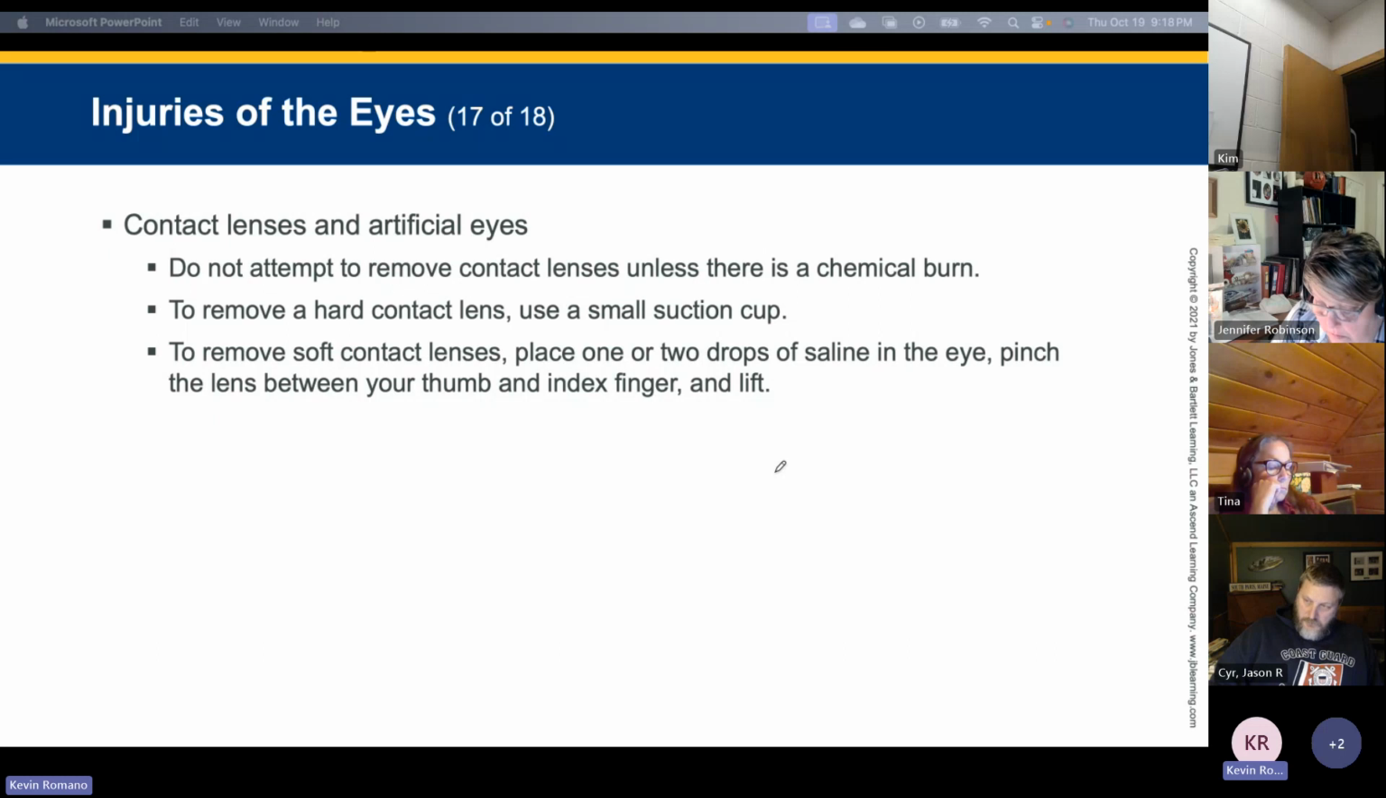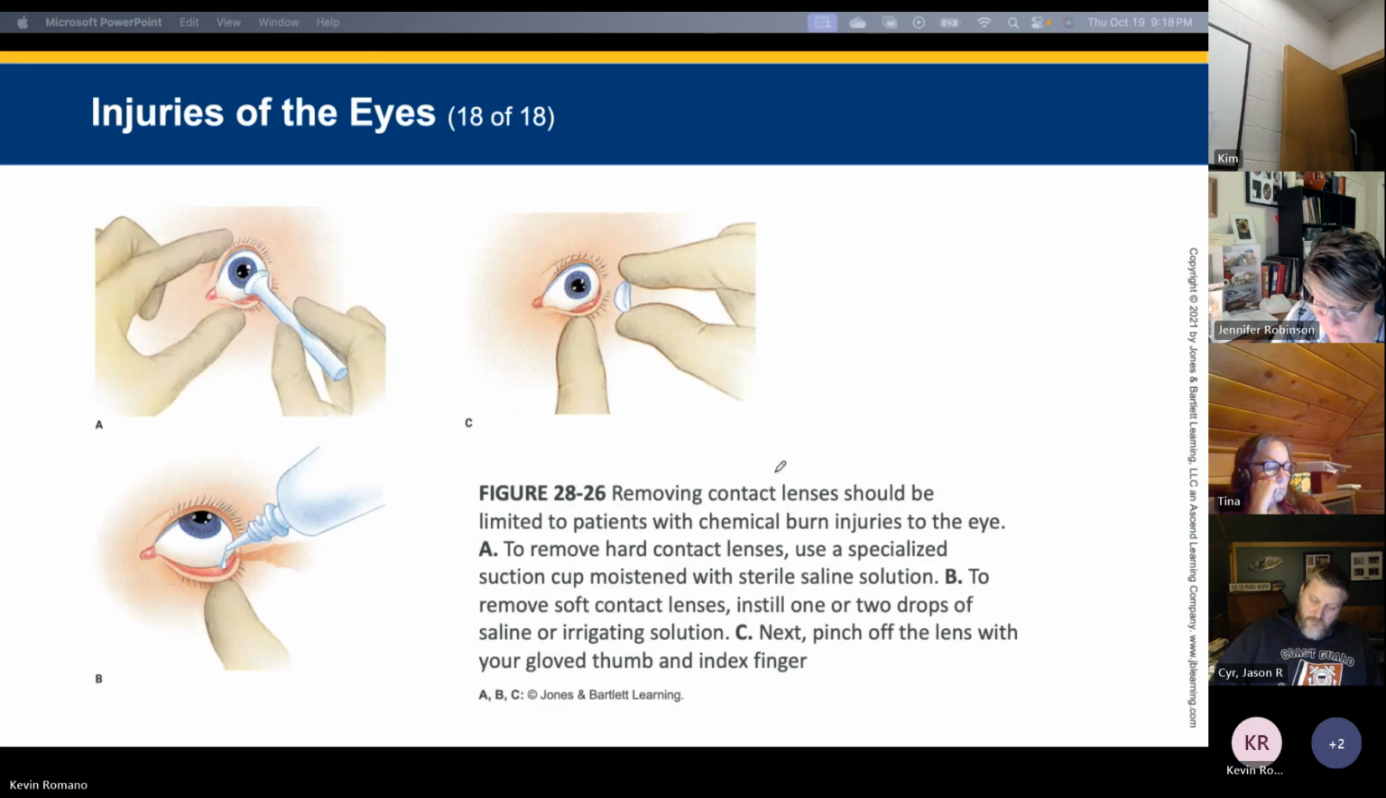Advise the hospital staff that the patient is wearing contact lenses, and care for an artificial eye as you would a normal one. As you can see here in these photos, I have never seen one of these on an ambulance before. Ever. In almost 25 years. I've never seen a suction cup for a glass lens.